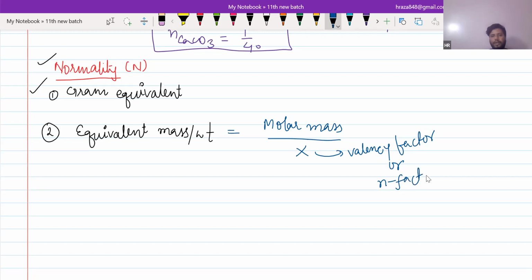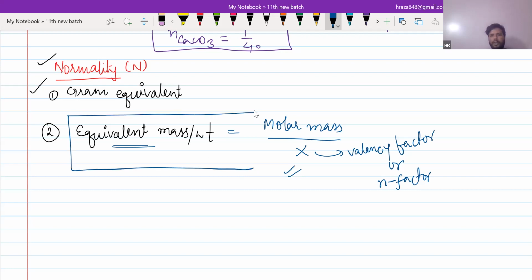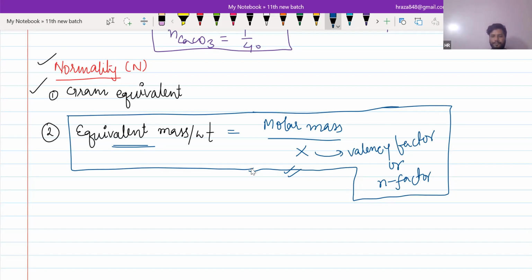So to calculate equivalent mass, it's easy to calculate molar mass, you can see what is the compound, what is the formula of compound, and you can easily calculate molar mass. But how we are going to calculate valence factor, that depends. Okay, so I'm going to introduce equivalent mass, just write it. Then I'm going to explain how you are going to calculate X, that is valence factor. Done.